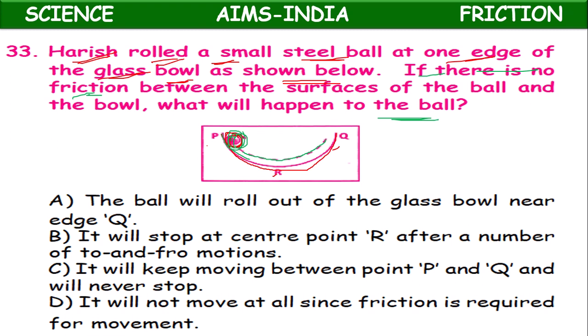So if there is friction, what happens? The ball will roll a shorter distance each time, the distance will be decreasing. Finally, it will stop at Q. It happens because of friction. But if there is no friction, it will be continuously moving between P and Q without coming to rest.